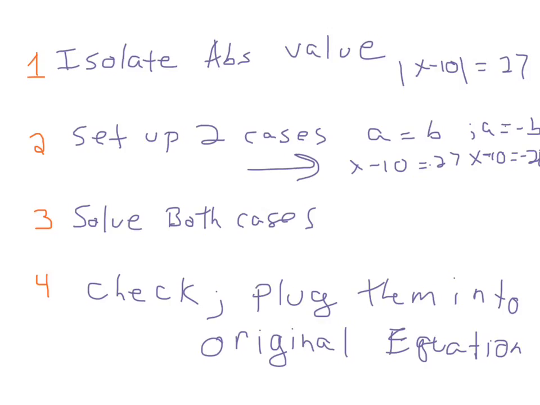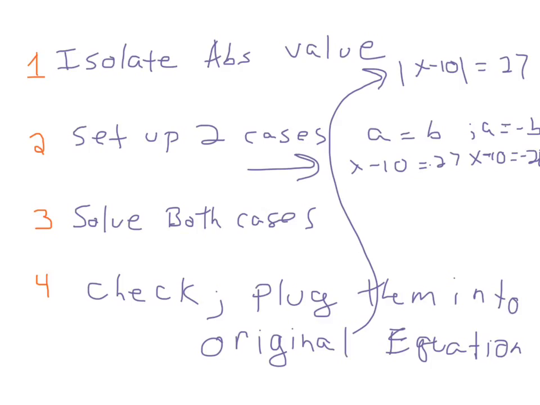When you plug them back in, the original equation means this equation up here. That's the original equation, the one that has the absolute value bars in it. So you need to go all the way back to that original equation, and you're going to plug your values in there. And if they work, then they're good solutions, and then you can move forward.